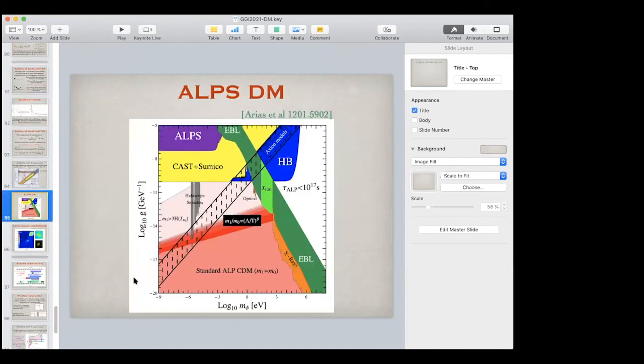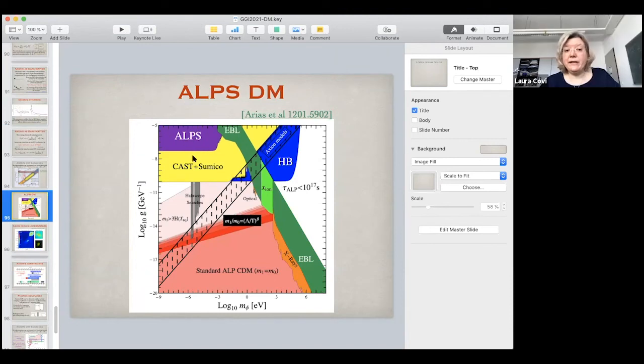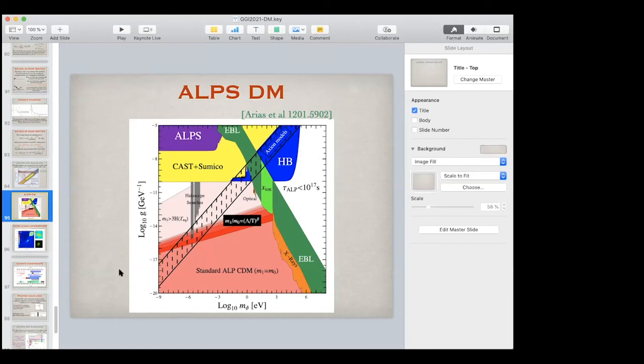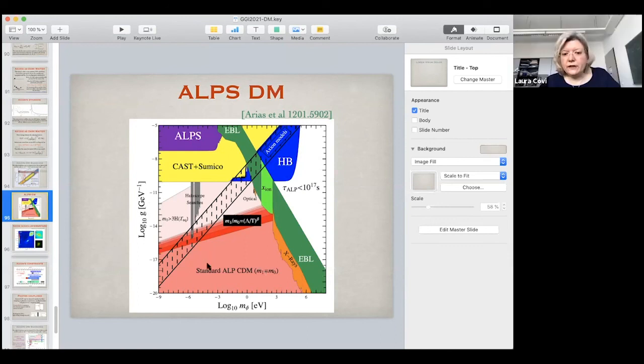I'm confused with this figure. I mean, the colored regions are excluded, right? Yes, the top part is excluded by experiment because, of course, here the coupling, remember, is g to the minus 1, so this is 1 over f_a. My question is for the right region, the standard ALP CDM, why is the lower region excluded? It's not intuitive. No, it's not excluded. The red region is the region where you have the dark matter, and it's not excluded. This region here is not excluded.